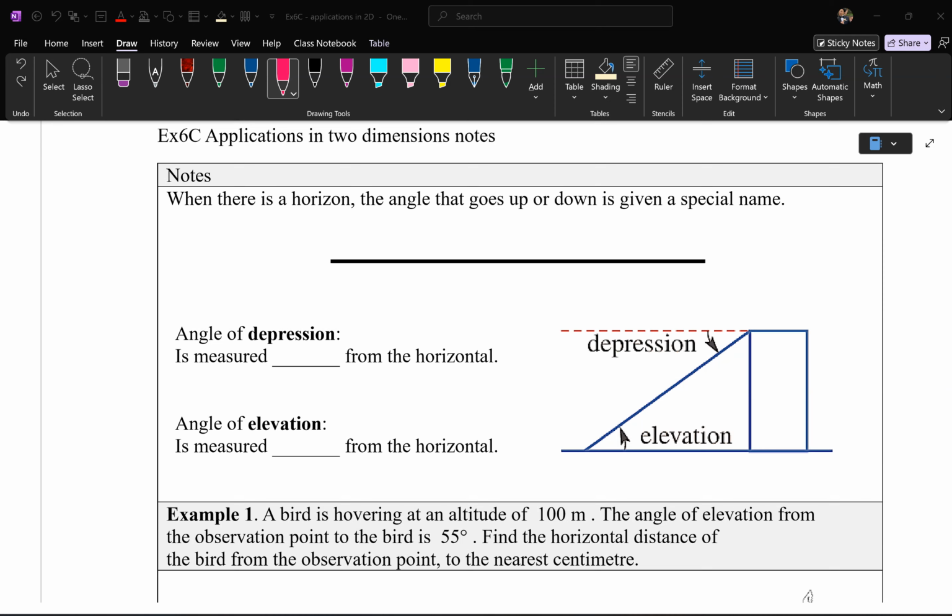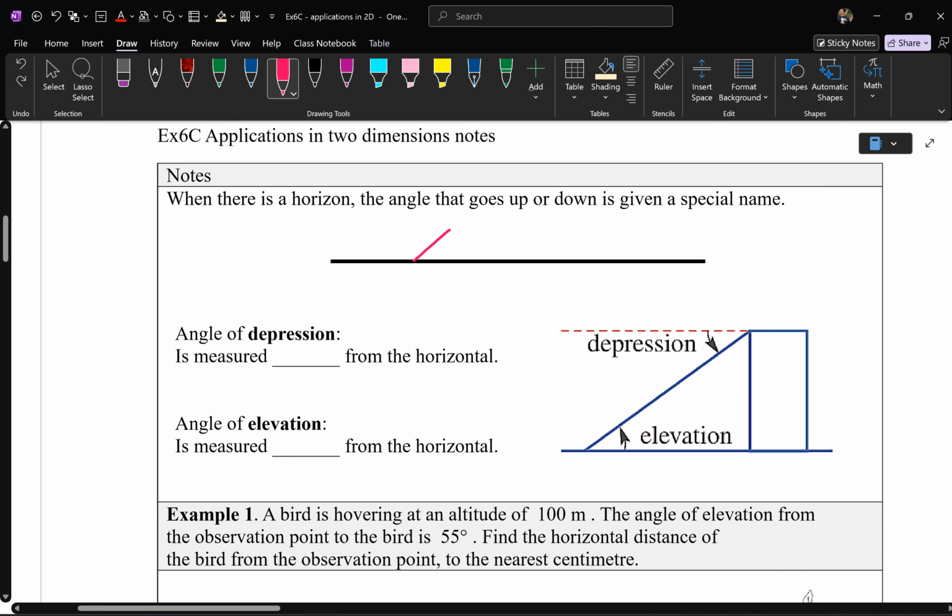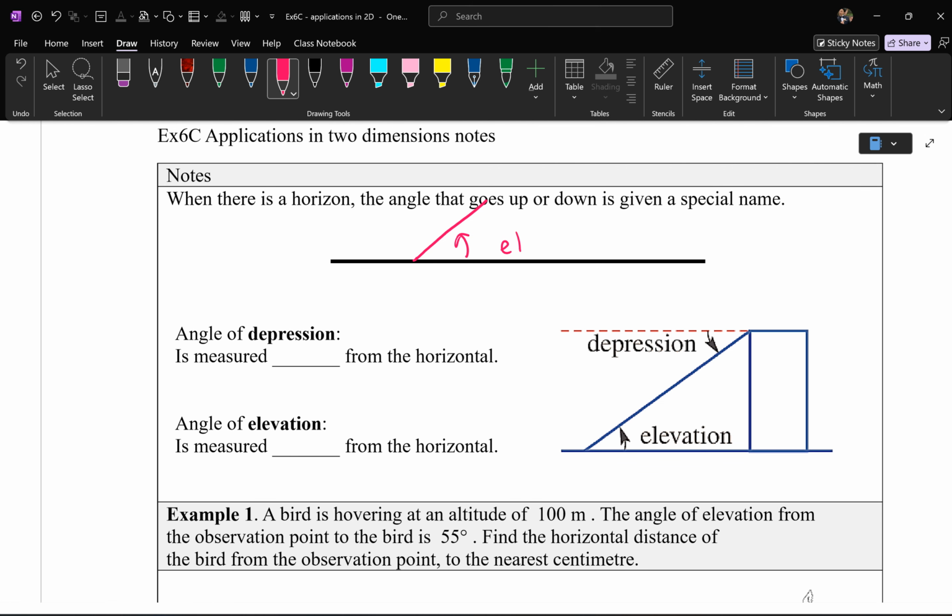When there's a horizon, which is that horizontal line I've done bold for you there, the angle that goes up or down is given a special name. You may have learnt it previously. Anyone know? The one that goes up is called? Elevation. Very good. Versus going down? Depression. Very good. So it's measured up from the horizontal, and down from the horizontal, and angle of elevation is up from the horizontal.